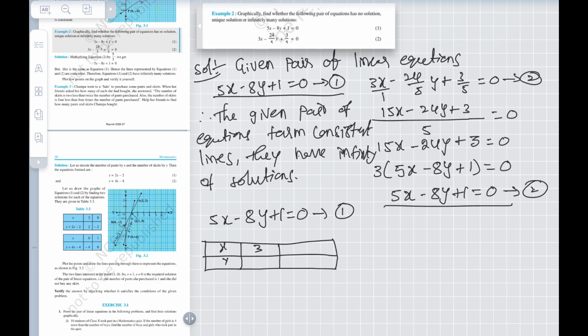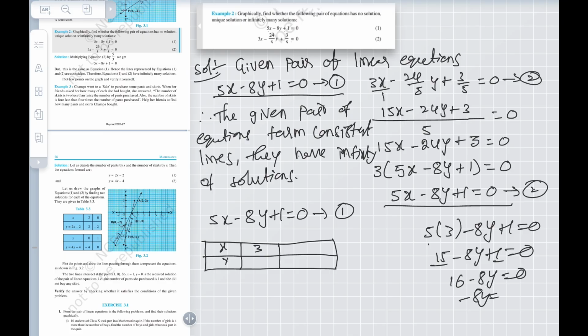Then it will be 5 into 3 minus 8y plus 1 equals to 0. Then 5 threes are 15 minus 8y plus 1 equals to 0. So 15 plus 1 is 16, minus 8y equals to 0. So minus 8y equals to minus 16. Minus minus cancel, 8 ones are 8, 8 twos are 16. So y equals to 2.